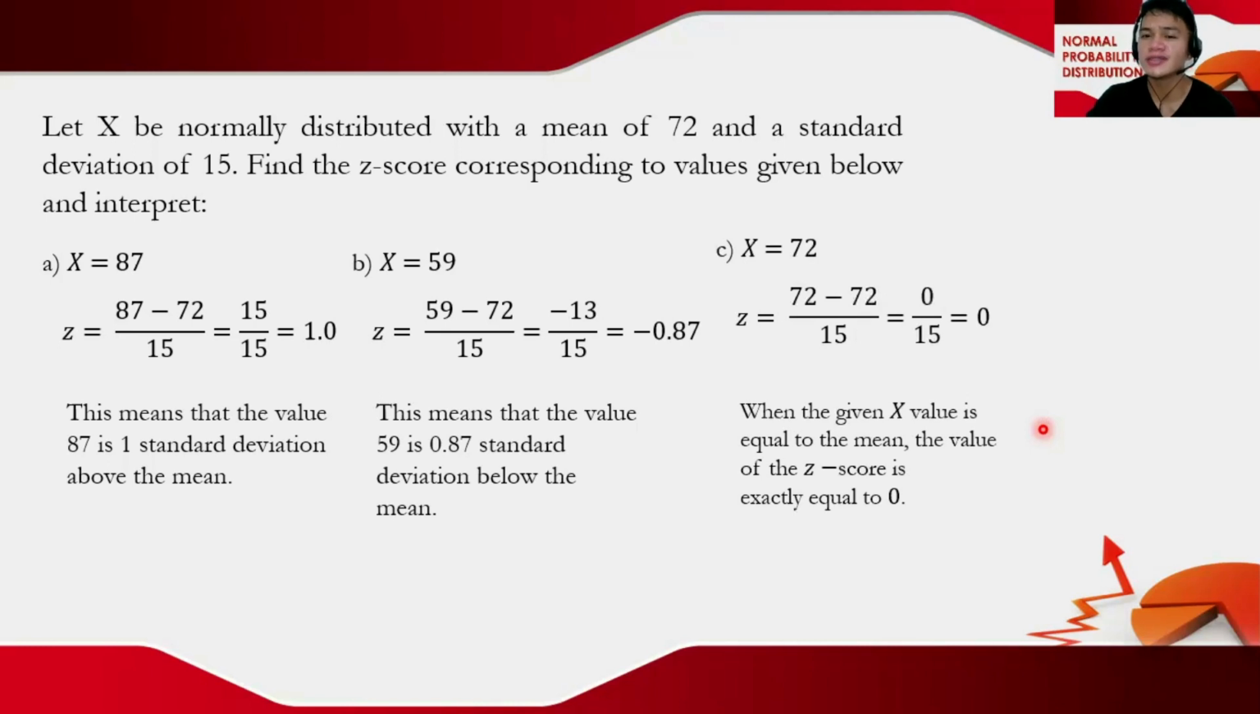How about if the value is 72? It will give us a z-score of 0. When the given x value is equal to the mean, the value of the z-score is exactly 0. It means the value of interest and the population mean or the sample mean are equal. That's why it gives us a z-score of 0.